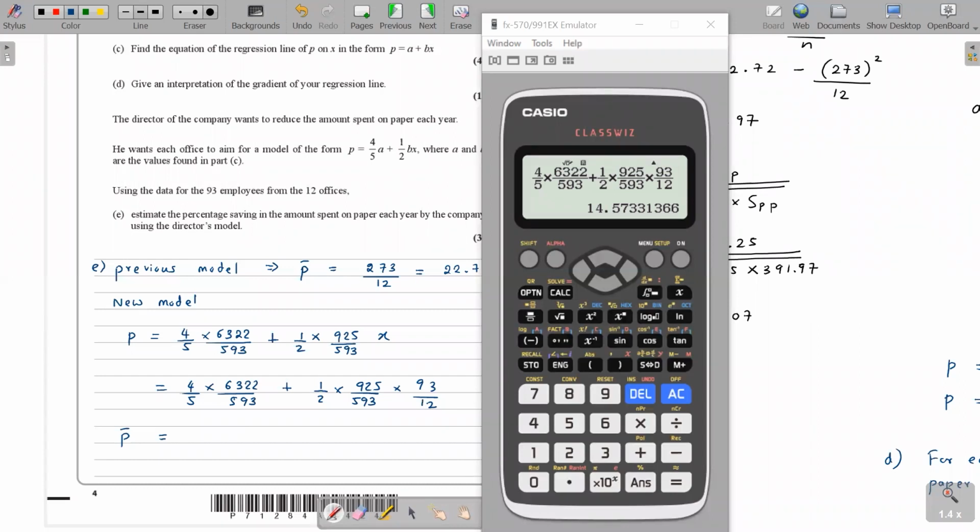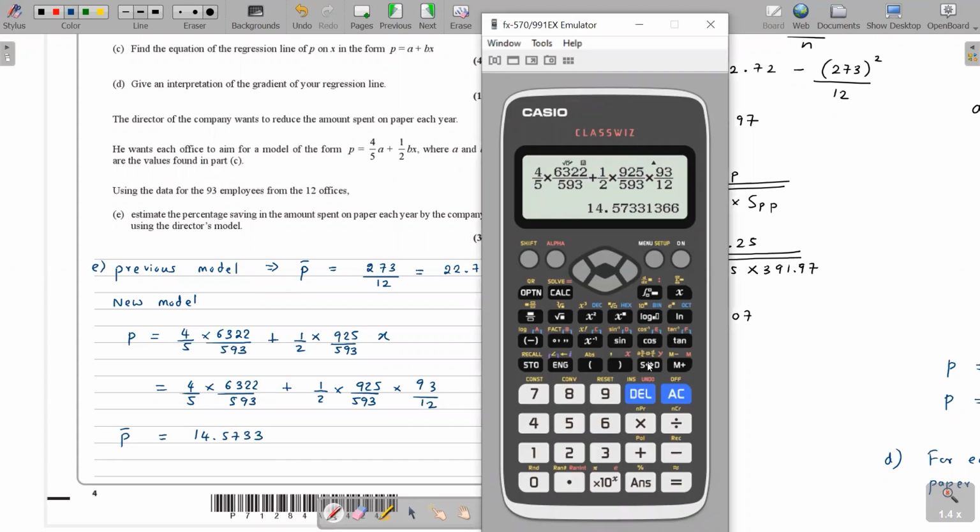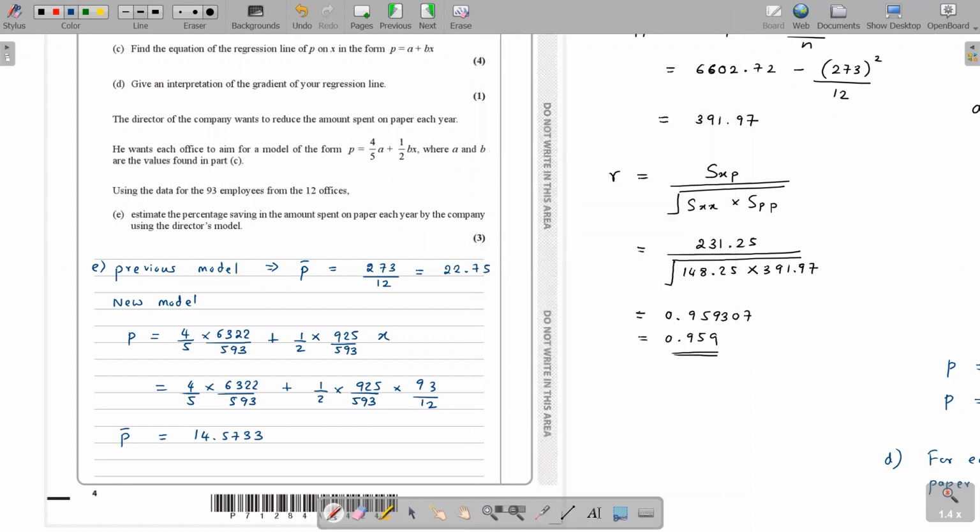Okay, so when I type this in the calculator, I get 14.5733. I get a figure like this. So use this figure, 14.5733. So you get this full figure. Can I make it a decimal? No. 14.5733. Okay, so then let's now take the percentage saving.